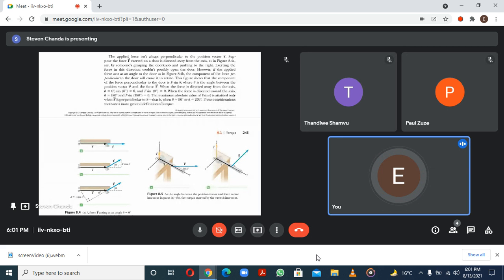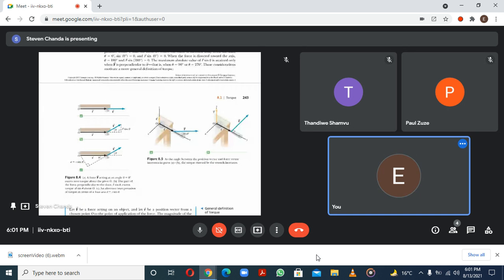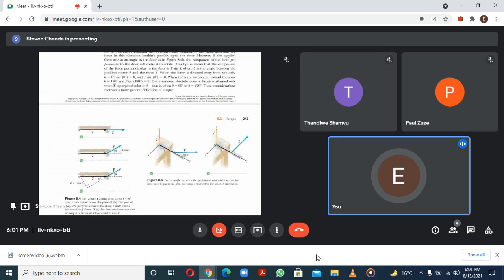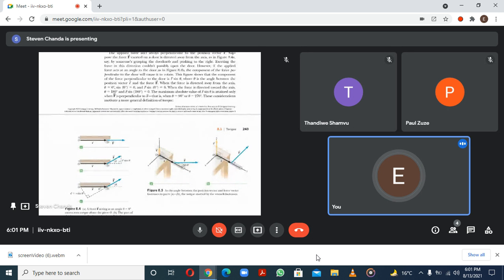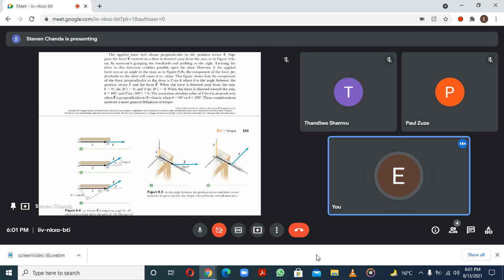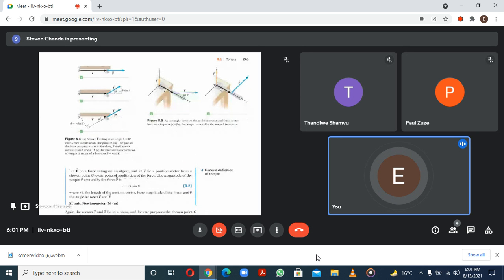Of course, the angle there we are not putting into consideration, anyway, don't worry, we'll look at that later on. But yes, the applied force isn't always going to be perpendicular to the position vector. So that's why you're going to find certain forces are going to be at an angle. Because of that, we have to modify our formula for torque in such a way that it can accommodate the cases where we have an angle.